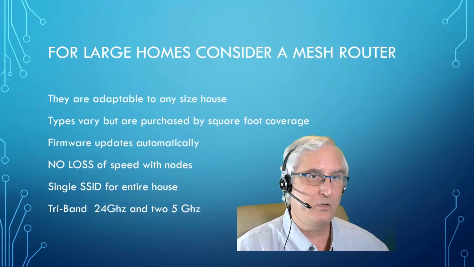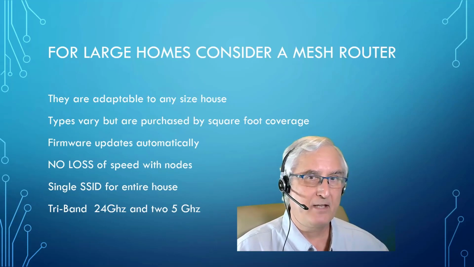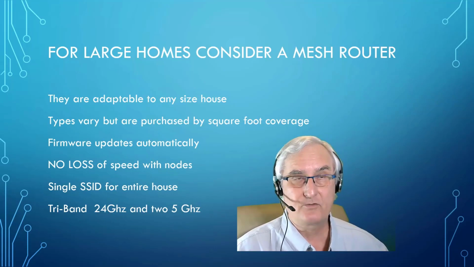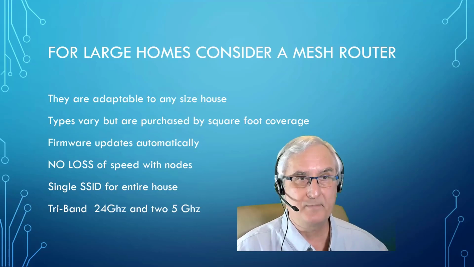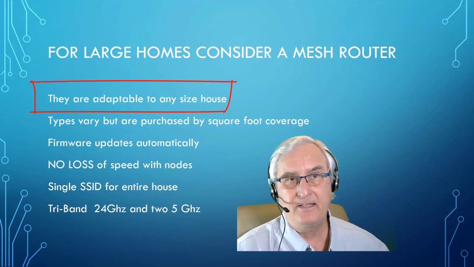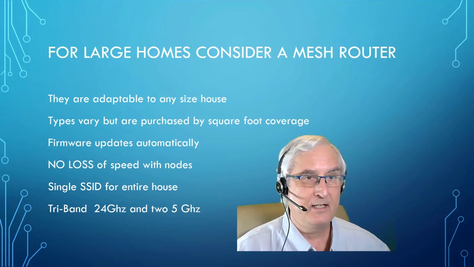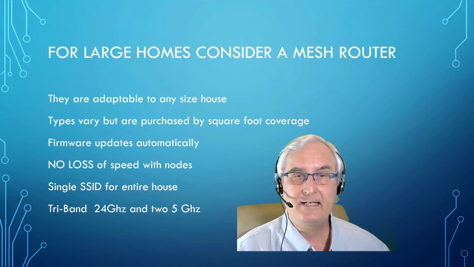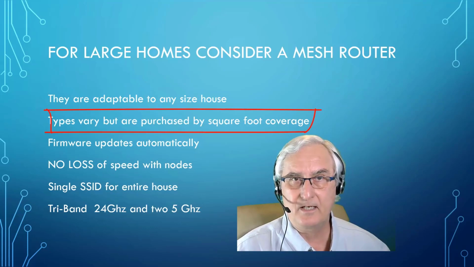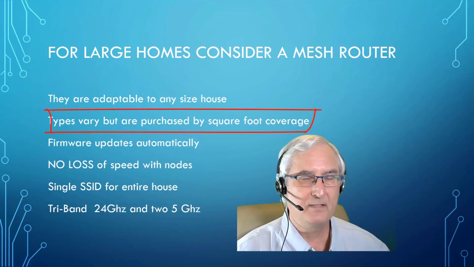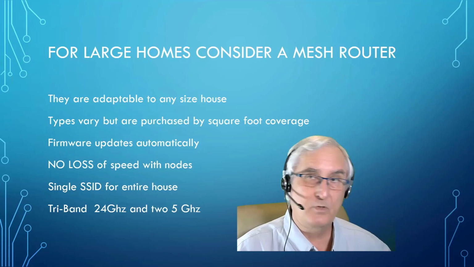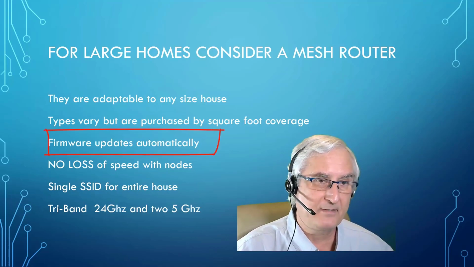Now, for large homes, you should consider a mesh router. I have a mesh router. I use a system called the Orbi. It's made by Netgear. These are adaptable to any size of house. They are purchased by the square footage of coverage you want. We'll talk a bit about that in a minute. The firmware is updated automatically.